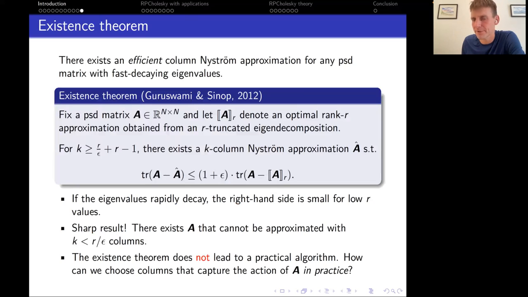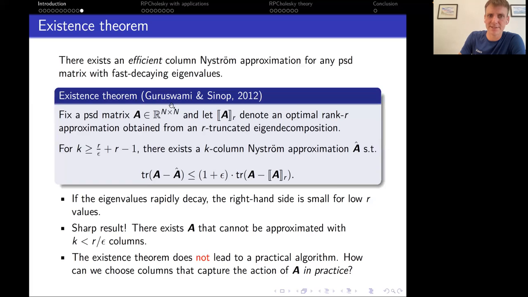The last part of the first third of my talk is an existence theorem, which says, yes, this often works. And it often works in the sense that there exists an efficient column Nystrom approximation for any PSD matrix with fast decaying eigenvalues. So this theorem is fundamentally relating the existence of these good low rank approximations by column Nystrom approximation to the eigenvalue decay of a PSD matrix.